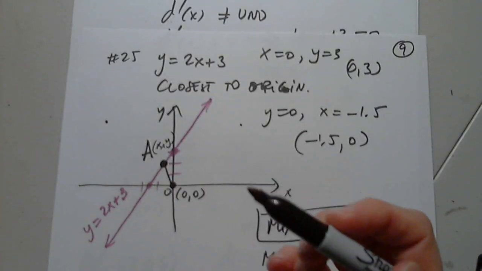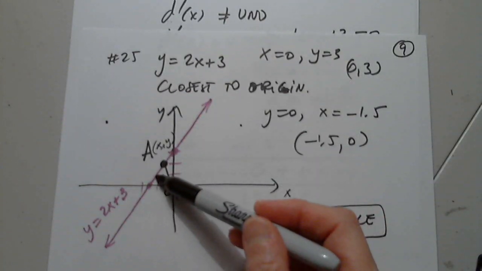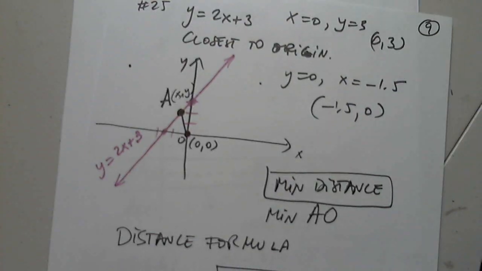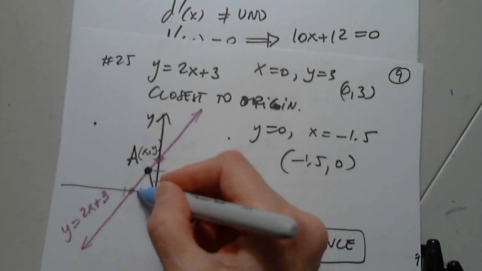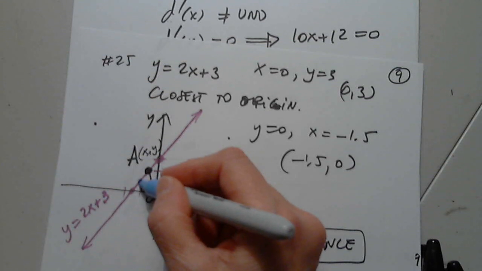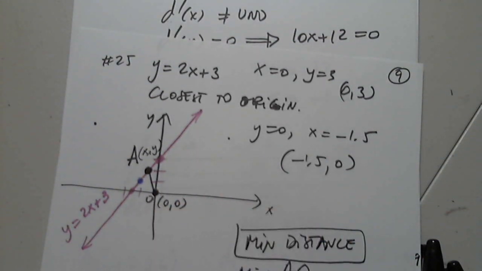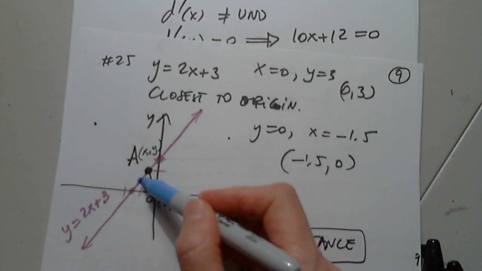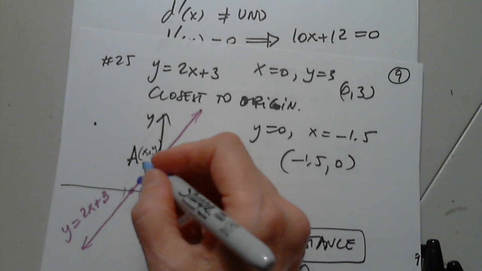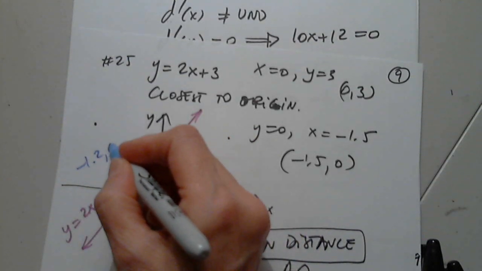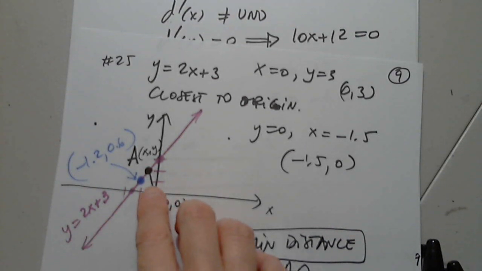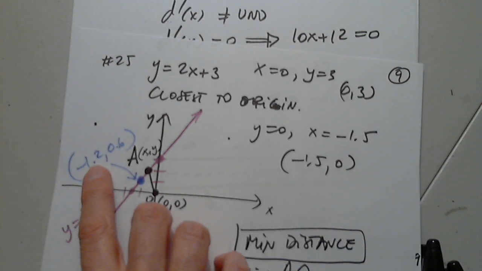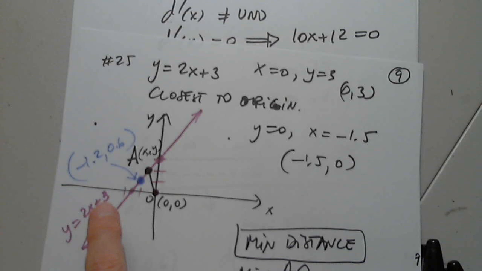So where is the point? So the point is 0.6. So the point is somewhere here at negative 1.2, 0.6. So this is the correct point. And the coordinates of the point, negative 1.2, comma, 0.6. Remember, the point has to verify this. So 2 times negative 1.2 will be negative 2.4. Negative 2.4 plus 3 will be 0.6.